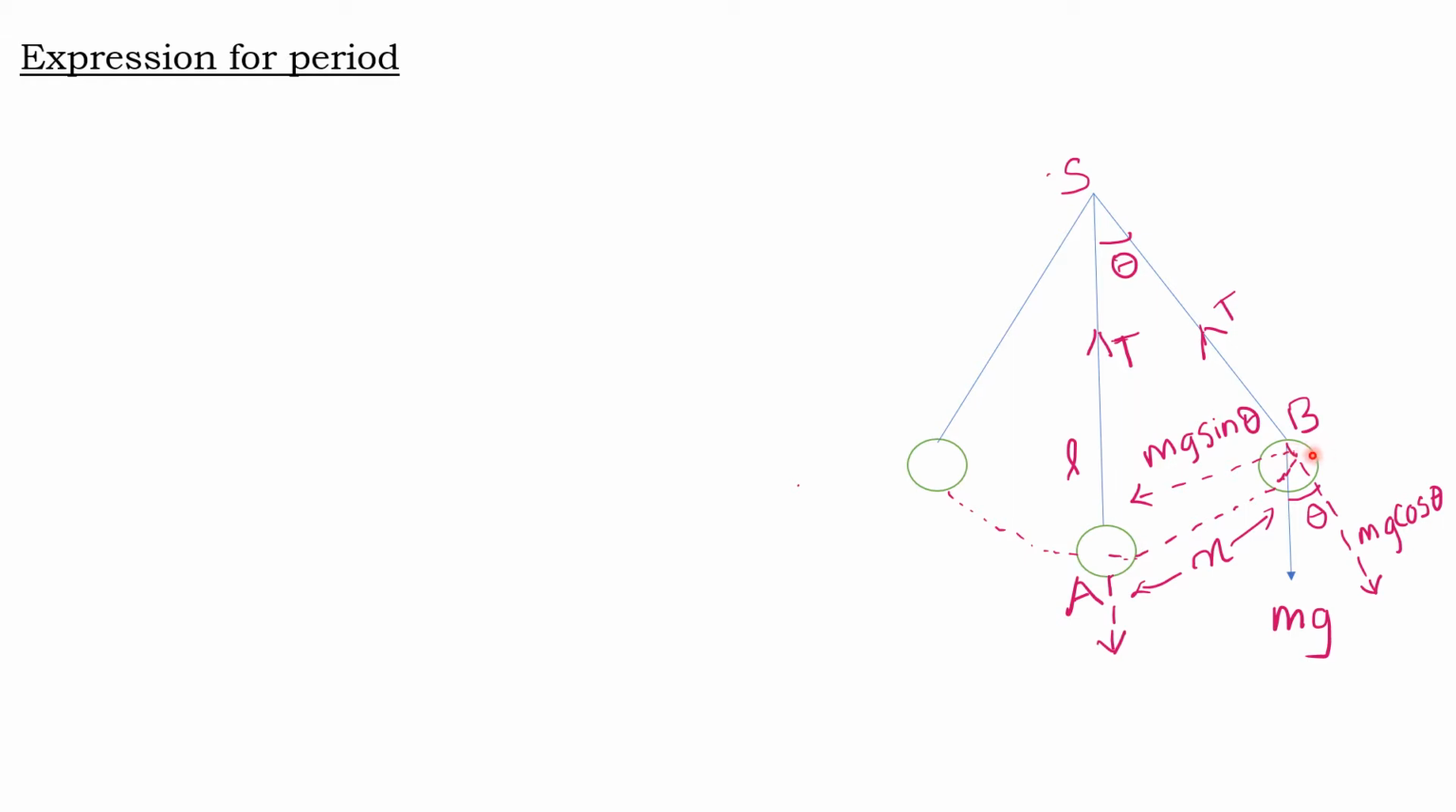At the extreme point B, the weight of the bob, mg, acting vertically downward, can be resolved into two components: mg cos theta and mg sin theta. In the diagram, consider the line SA, which is parallel to this line. Therefore, this angle is theta, and hence this angle will also be theta. So this component of force will be mg cos theta, and this component will be mg sin theta.